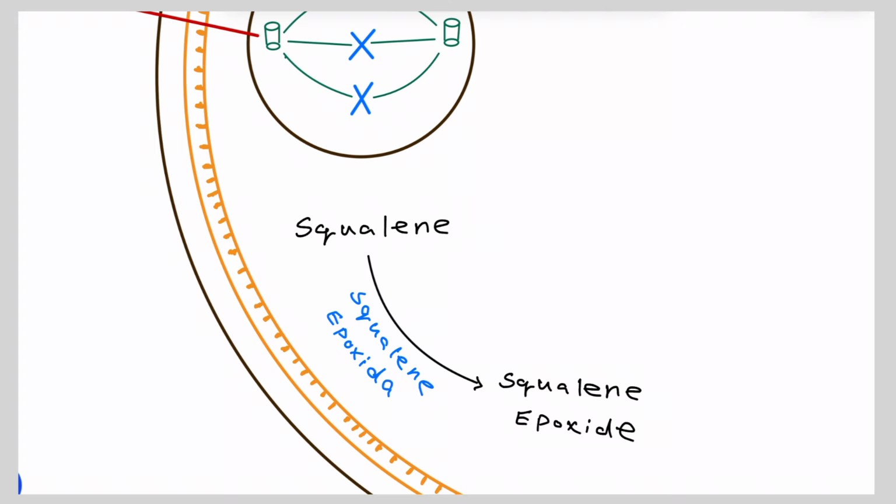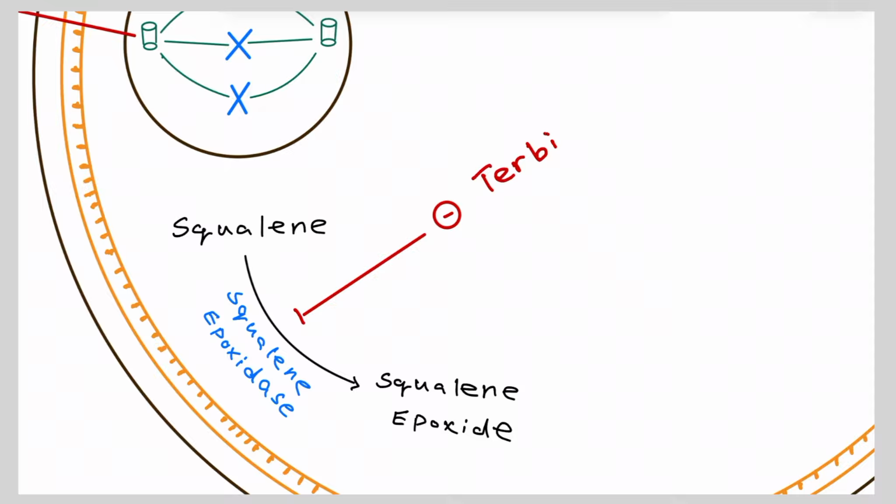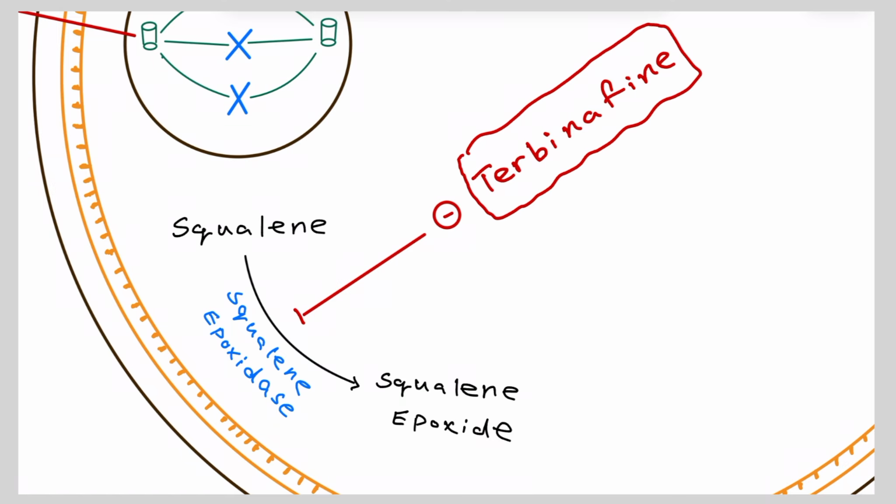And our squalene epoxidase is going to be the first enzyme that is getting inhibited in this reaction. And the inhibition of this enzyme is happening through a medication that we call terbinafine. So terbinafine is the first medicine that we are talking about in ergosterol synthesis.